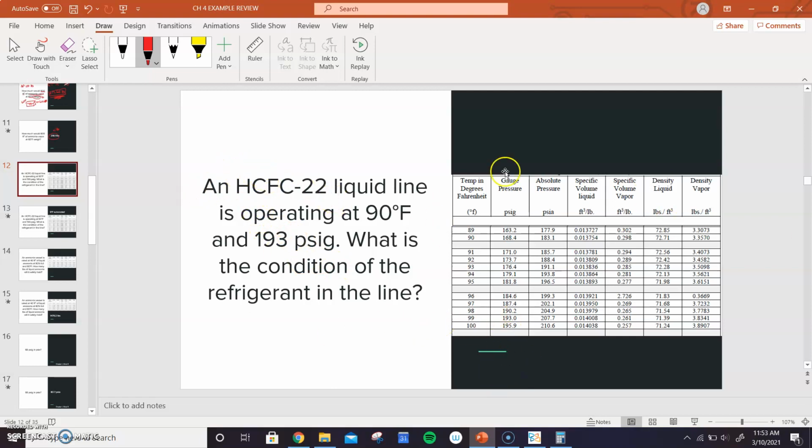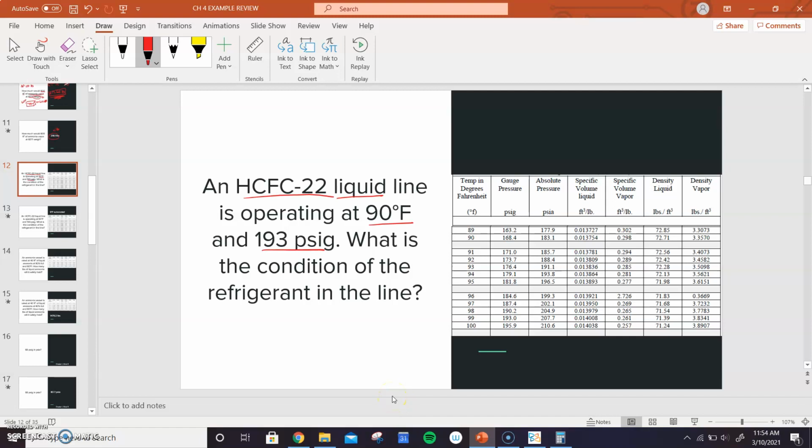Alright, so next problem. We have an HCFC 22 liquid line, and it is operating at 90 degrees Fahrenheit and 193 psig. I even pulled in the tables for you guys. So HCFC 22, right? We have to make sure we use the HCFC 22 tables. Either way, it is liquid, and it is operating at 90 degrees Fahrenheit and 193 psig.